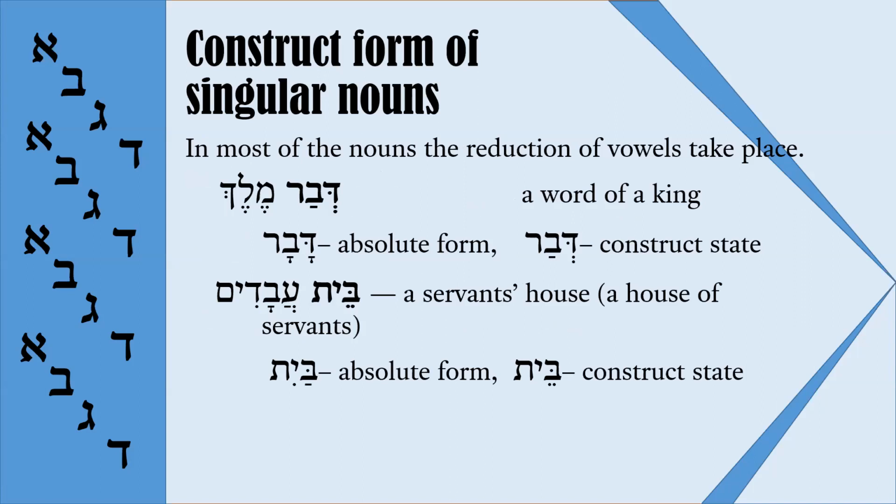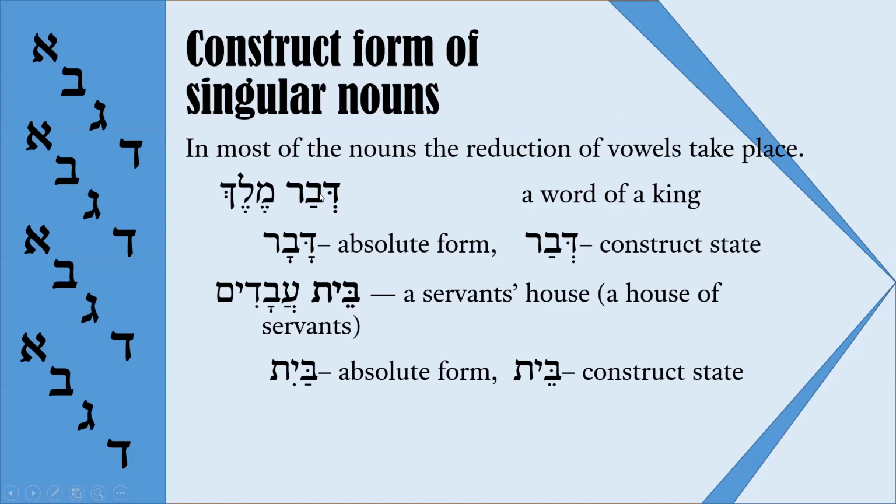Most of the words, especially two-syllable words, have some changes when they are put in the construct state. Usually, those changes are a matter of reduction of vowels. For example, a word of a king, devar melech. Do you see what happens? The vowels in this word are changed in order that another word could be joined to this word.